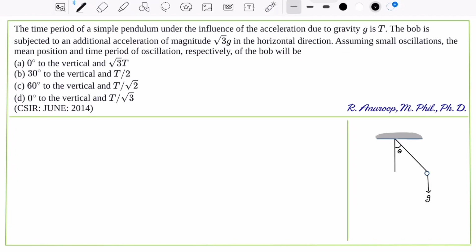Problem 183, Classical Mechanics. The question is: the time period of a simple pendulum under the influence of the acceleration due to gravity g is T. The bob is subjected to an additional acceleration of magnitude root 3g in the horizontal direction. Assuming small oscillations, the mean position and time period of oscillation respectively of the bob will be.